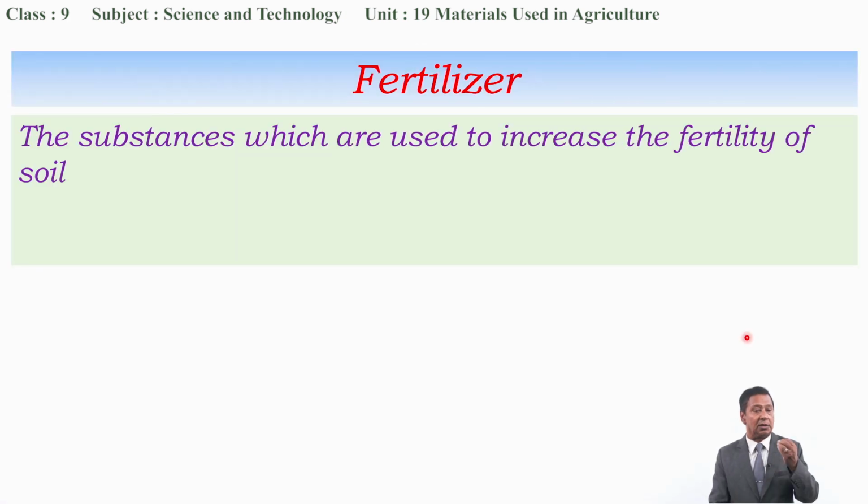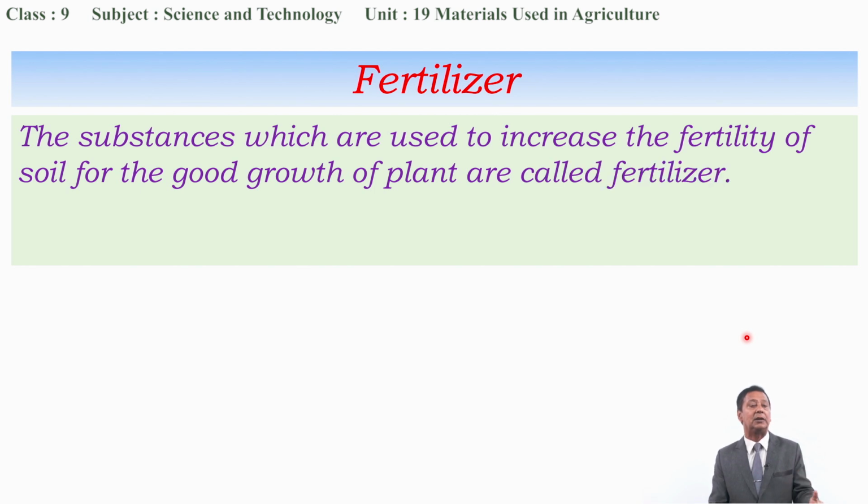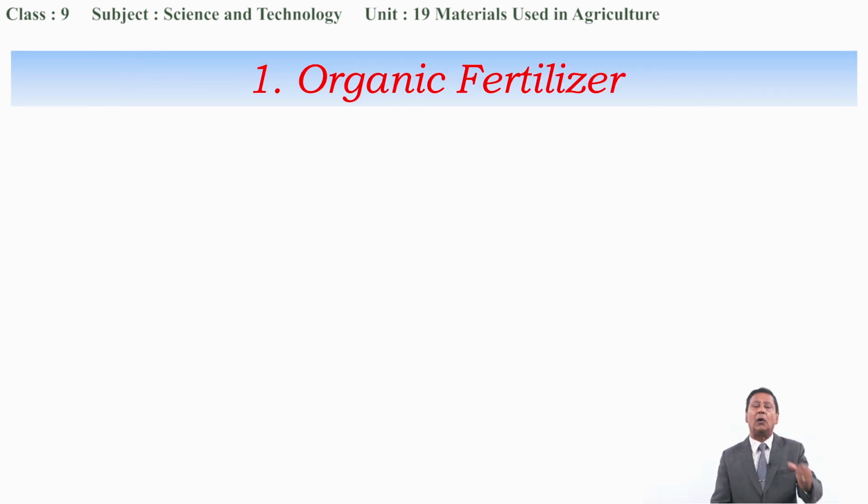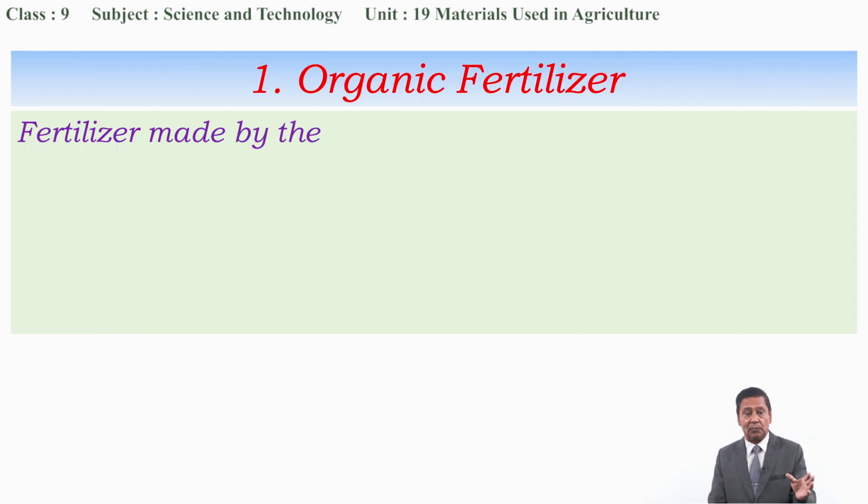What is fertilizer? Actually, the substances which are used to increase the fertility of the soil for the good growth of plant are called fertilizer. It can be divided into two types. Actually, it is categorized into two types. One is organic fertilizer, another is chemical fertilizer. Looking at this name, organic means it comes from plant or animal. And so, we can define organic fertilizer like this.